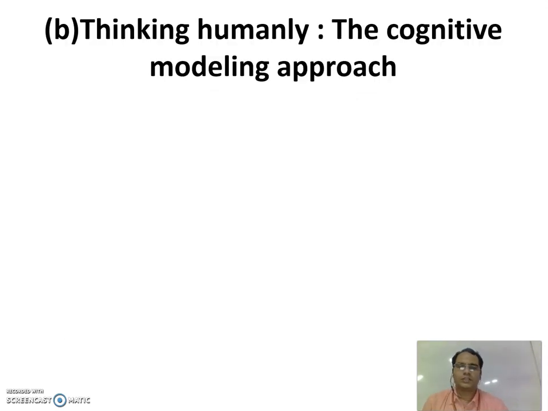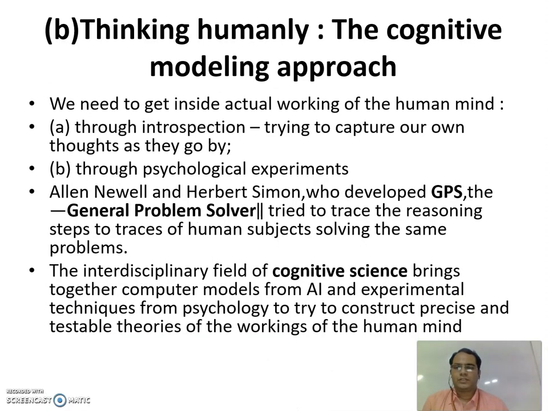Now, thinking humanly, the cognitive modeling approach: we need to get inside the actual working of the human mind. If I want to mimic a system to think like a human, then I should know how a human being thinks. So we need to get inside the actual working of the human mind. How can it be done? It can be done through introspection or through psychological experiments. I can understand how a human being is thinking.